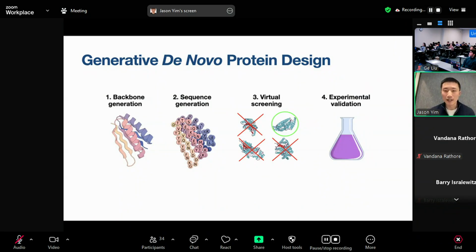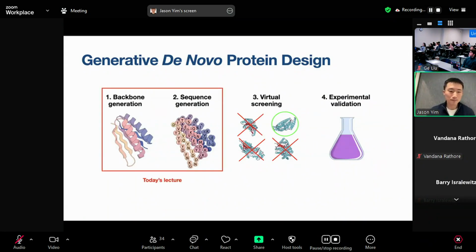So this flask is meant to see if the proteins can express, if they bind, have some function in them. There's a lot of different ways to experimentally validate your protein. And so today's lecture is going to be focused on these first two. For virtual screening, we typically use the folding methods to tell if a protein does exist or not. I'll go a little bit into that. And this experimental validation is beyond the scope of today's lecture.